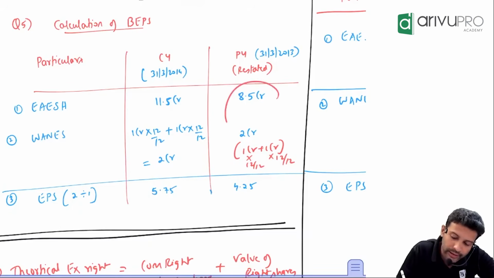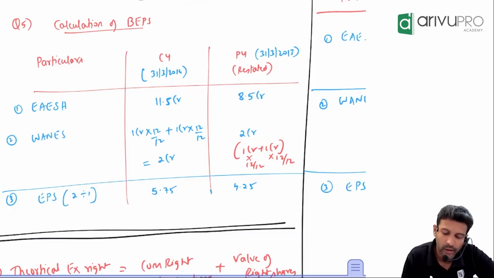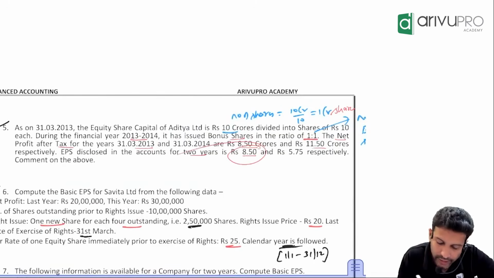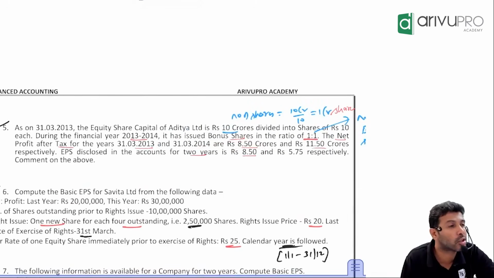Calculate the EPS now. How much are you getting? 4.5. 8.25. Correct? Numbers look good. Yes, everybody. How much did they report? They reported 8.5. That means they did not do the second part.